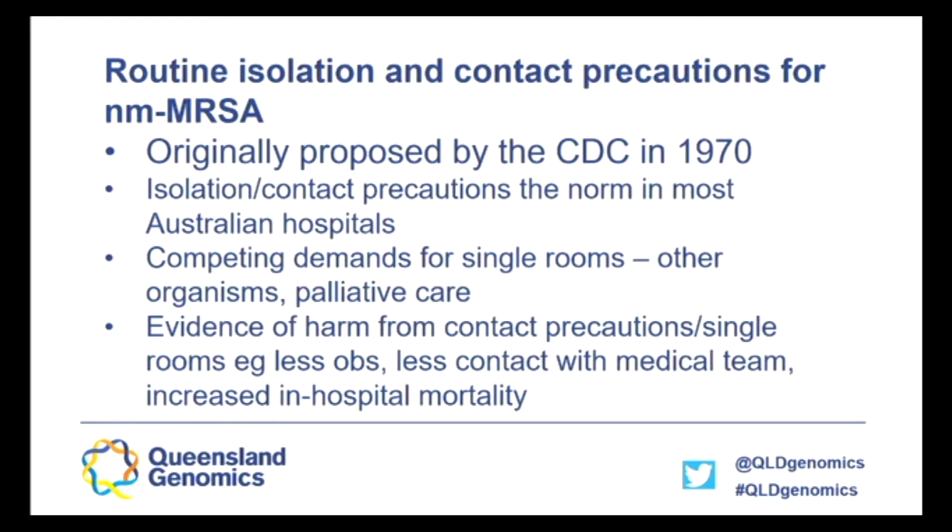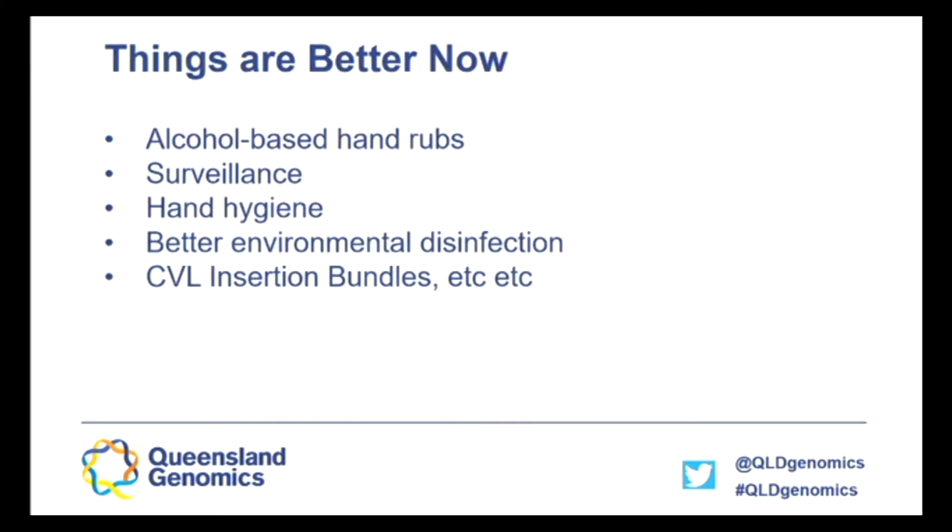There are obviously a lot of reasons for going into single rooms. For the other MROs, for influenza, that's a really big one for us and probably for all of you as well. And there are other uses for single rooms: confused and delirious patients, and particularly patients at the end of life who would really like to have a single room for their well-being, for the benefit of their family, and also for the other patients. As I mentioned, there's plenty of evidence of harm of routine contact precautions, with less observations, less contact with the medical and surgical teams, and one study showing increased mortality.